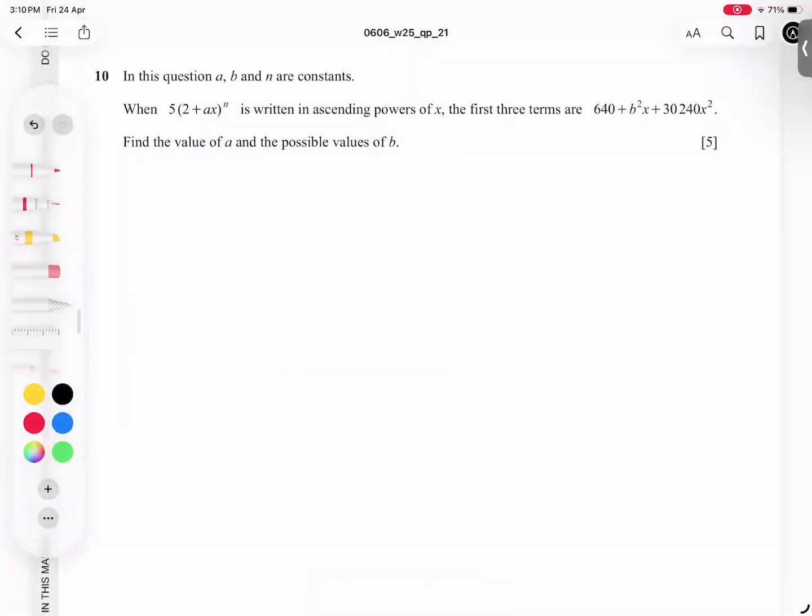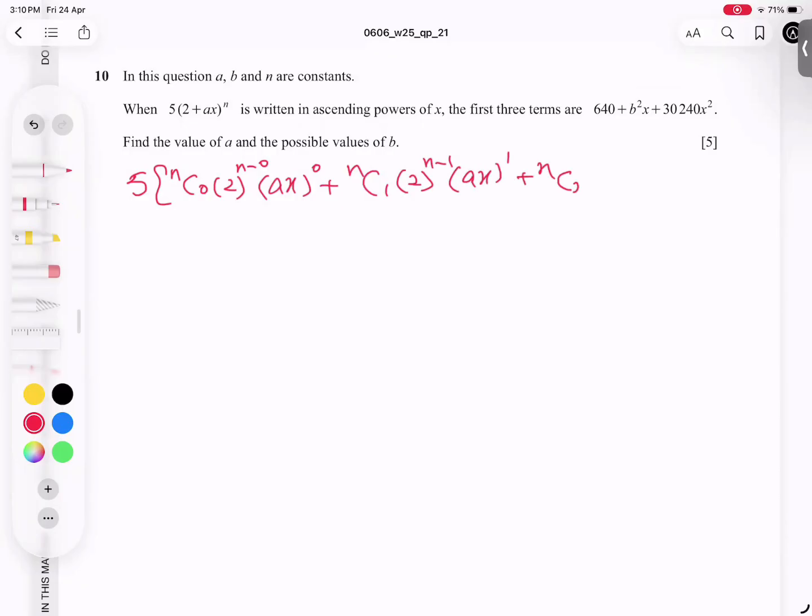Question number 10, the topic is binomial expansion, and he said this is the first expansion, these terms. So first of all, I will expand this one. So NC0, 2 to power n minus 0, and AX to power 0. Second term, NC1, 2 to power n minus 1, AX to power 1. Then NC2, 2 to power n minus 2, and AX to power 2.